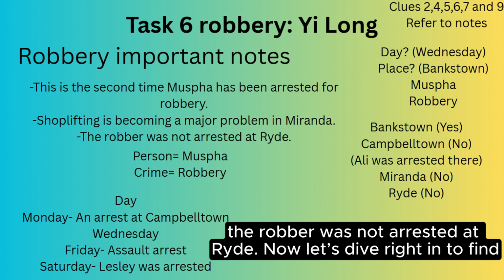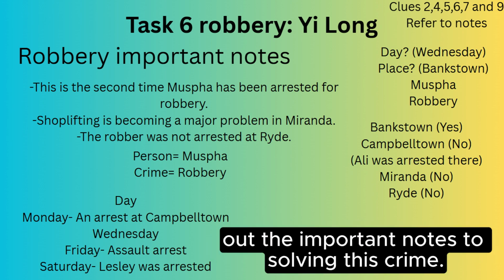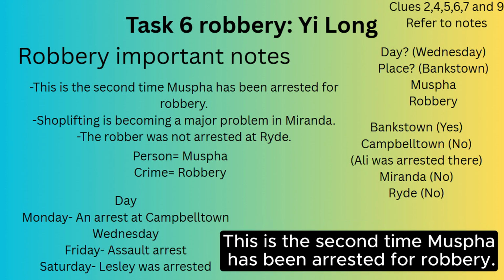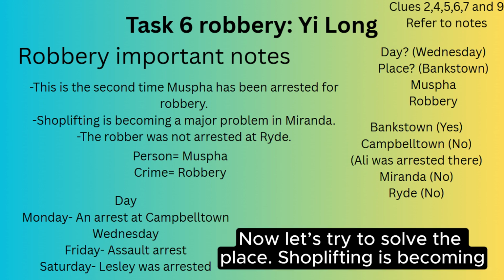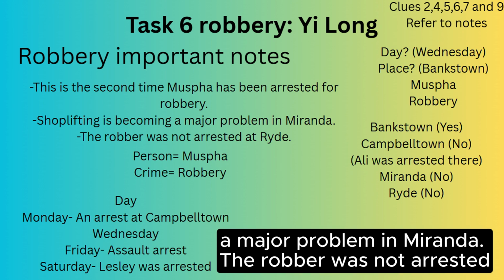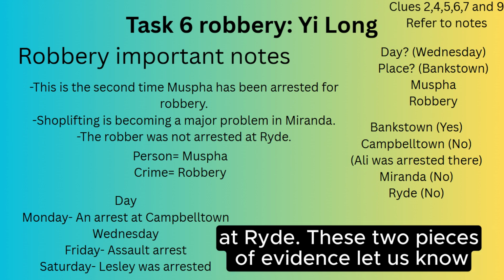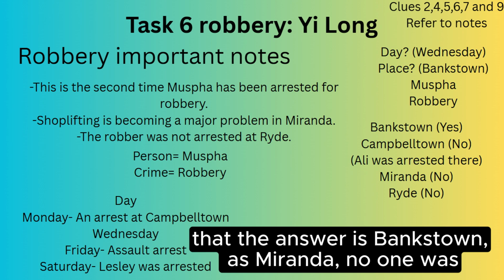Now, let's dive right in to find out the important notes to solving this crime. This is the second time Musfa has been arrested for robbery. So for sure, we know that the person is Musfa and the crime is robbery. Now, let's try to solve the place. Shoplifting is becoming a major problem in Miranda. The robber was not arrested at Ryde. These two pieces of evidence let us know that the answer is Bankstown.